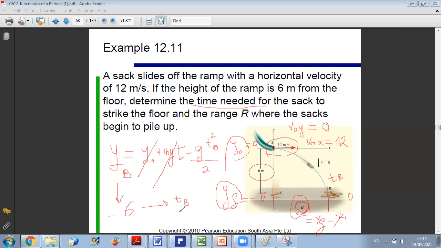And x final can be simply calculated as x final equals the equation of position in x, which is v0x t plus x0, but x0 is 0. So it's v0x times t. And since x final is at point B, I should multiply by tb. tb is calculated from the previous step. v0x is 12, so I replace v0x by 12 meters per second. So I can get the value of the range.